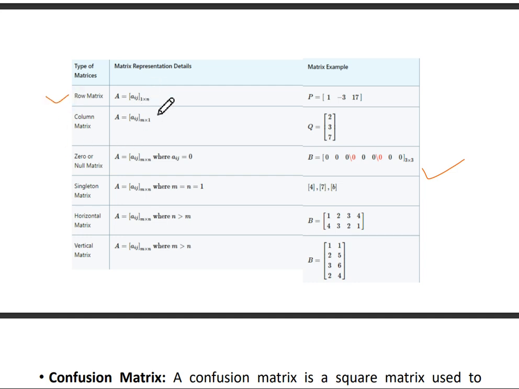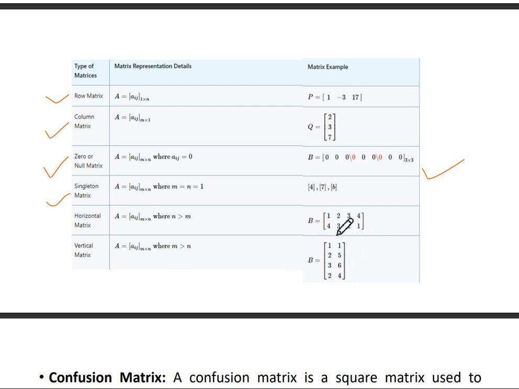This is the row matrix, A equal to a 1 by n matrix, row by column, a single row. Then a column matrix is one type of matrix, and a null matrix is all zeros, and a singleton matrix is a single element like 4, 7, p. These are all singleton matrices.